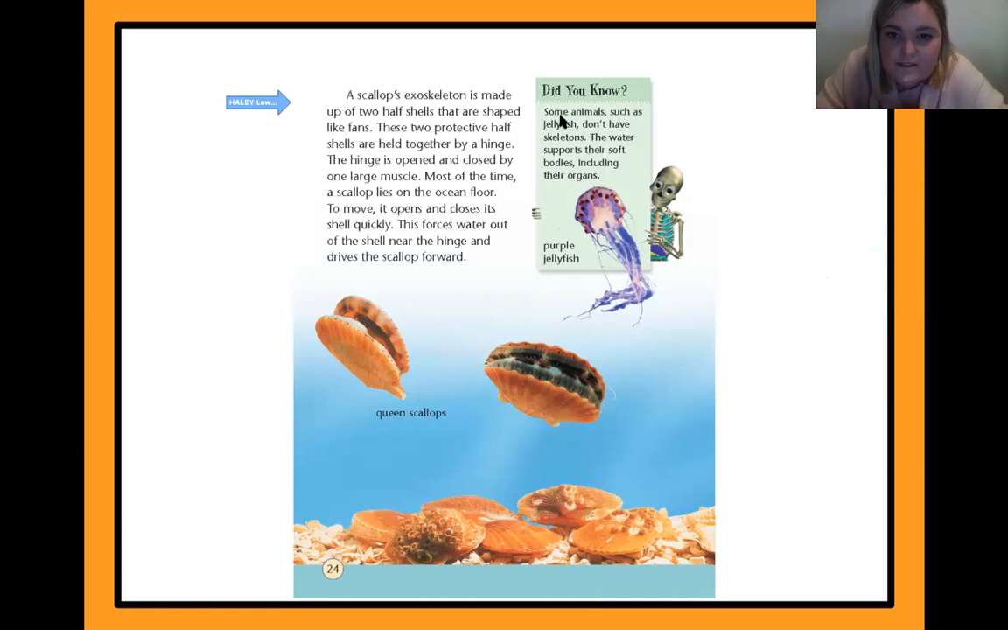Pretty cool. Did you know some animals, such as jellyfish, don't have skeletons? The water supports their soft bodies, including their organs. So we kind of read about that in our poem.